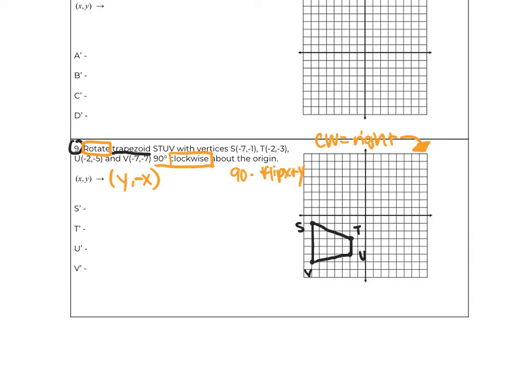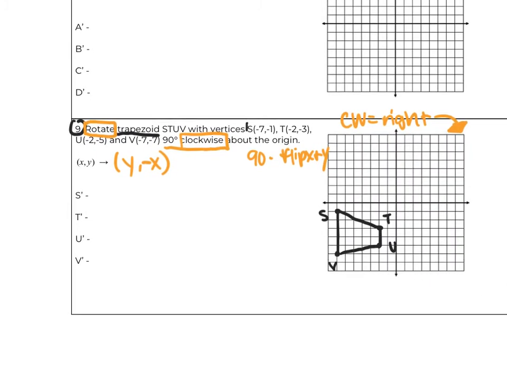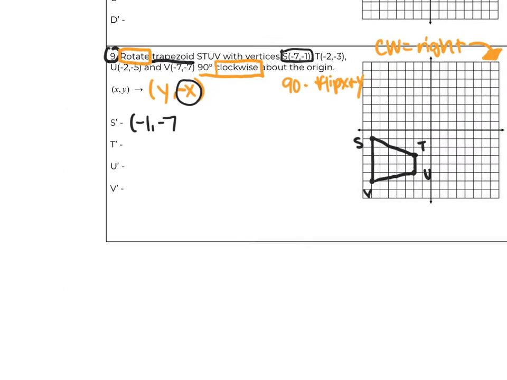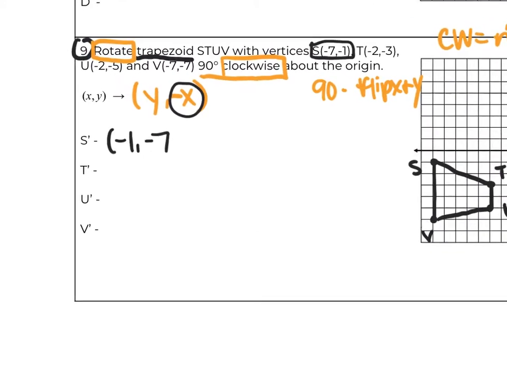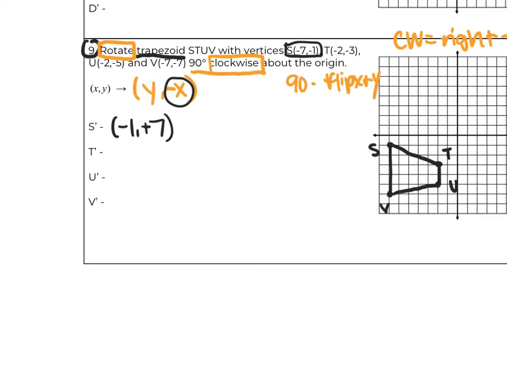I like to rotate just from the points personally, so I'll look at S. So if S is -7, -1, I flip them. -1, -7. And then, okay, the right side gets the negative or the opposite. Well, if I make 7 negative, well, it will become positive because it was already a negative. Alright, so go ahead and take a minute, try those. So pause your video and then press play when you're done.